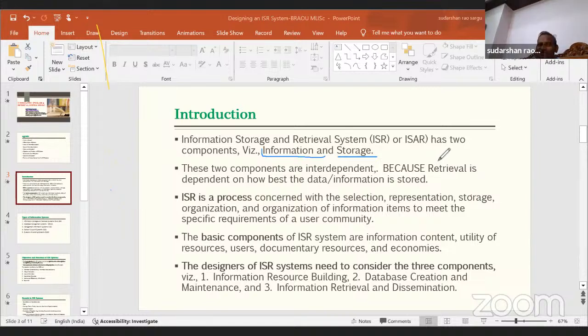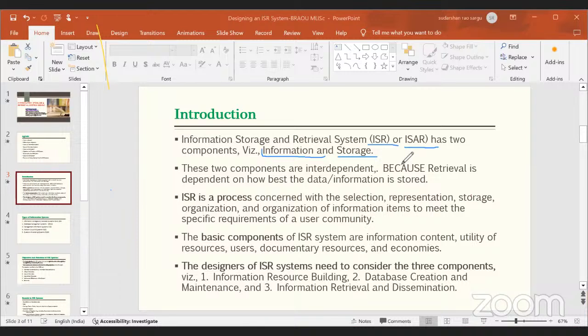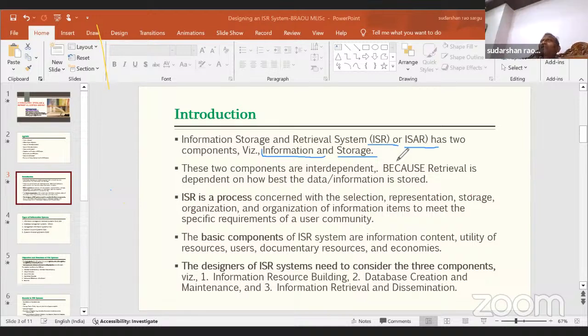Can you see it now? Some people call it ISR, some people call it ISAR system, information storage and retrieval system. Are you able to listen to me, friends? Somebody should answer me. Yes, sir. Yes, sir. You have to, on and off, unmute your audio and then you can react.